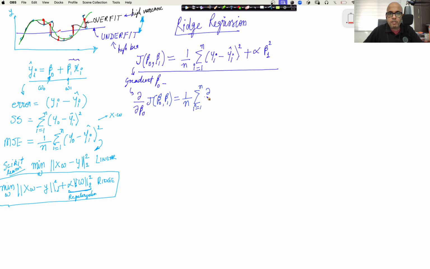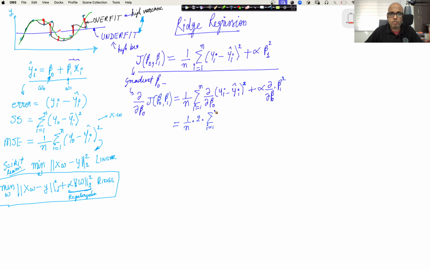the partial with respect to beta 0 of y of i minus y hat of i, squared, plus alpha, and here again we have partial with respect to beta 0 of beta 1 squared. And when we try and solve this, what we get is as follows: 1 divided by n, then this 2 would come down here, and this term would stay as is.